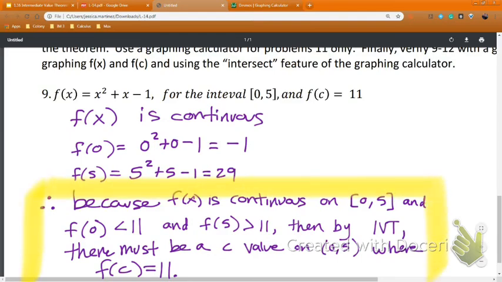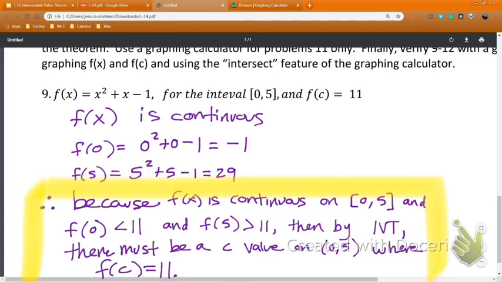All right, now you may be like, yay, we're done. We're not done. Pick your pencil back up. I apologize. We're not even done with this problem. They want you to calculate the C value. They want you to actually find the C value. So we need to go back and figure out what C value is in the interval from 0 to 5 that actually made this function equal 11. How are we going to figure that out? Without a graphing calculator, how are you going to figure it out? Set the function equal to 11.